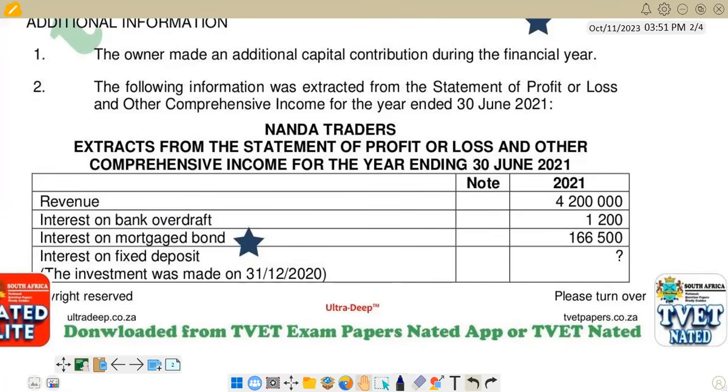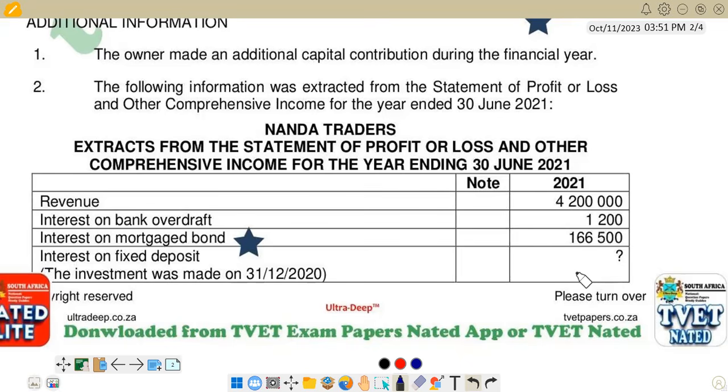But according to the information that we are given, interest on overdrafts is a payment. So we are going to show it as a positive. Remember, payments and expenses, we said they are going to be shown as positives. And interest on mortgage bond also is a payment, so we are going to show it as a positive again. But interest on fixed deposit is an income, so we are going to show it as a negative.